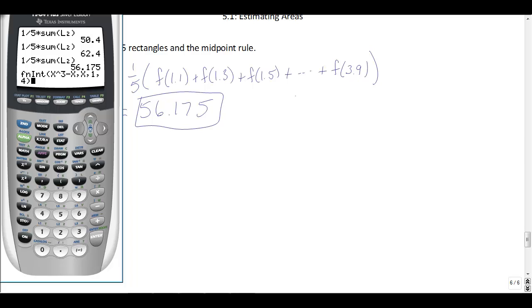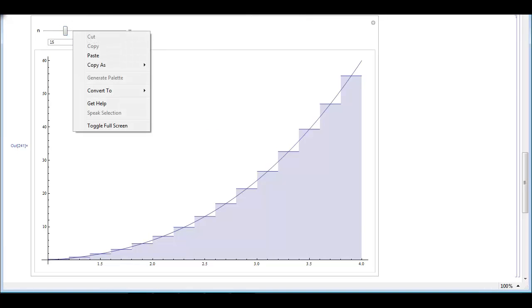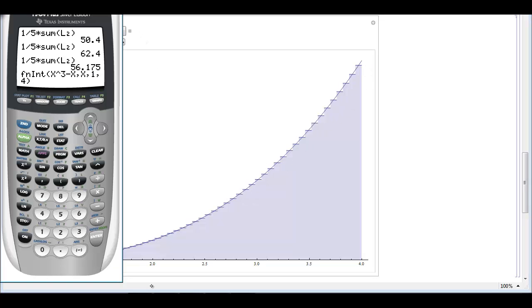What this is effectively going to do on this calculator is the same thing we were doing, but instead of 5 or 15 rectangles, it's going to use a whole bunch. Here's a picture up to 50, and you can see that estimate's getting pretty good. The calculator can probably do up to 1,000s, and there are ways to get bounds on the error here. It says the actual answer turns out to be 56.25. So at 56.175, we're pretty close.